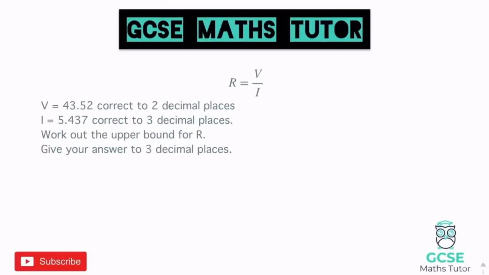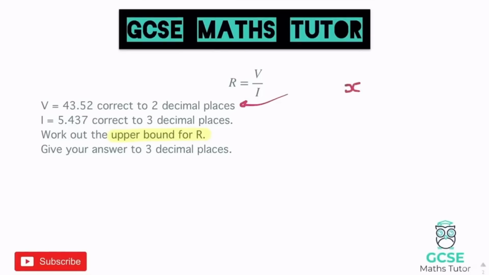Okay, so a very similar question. It says R equals V over I, and again, you probably recognise some of these formulas from your physics or your papers, but let's have a look. V equals 43.52, correct to 2 decimal places, and I equals 5.437, correct to 3 decimal places, and this time work out the upper bound for R. Okay, and give your answer to 3 decimal places, and we'll deal with that at the end. Now, first things first, obviously, again, we've seen the words rounded to 2 decimal places, so we'll write down our error intervals.